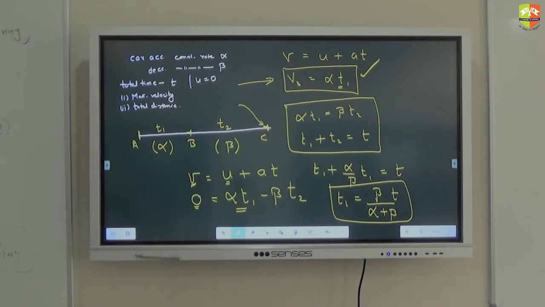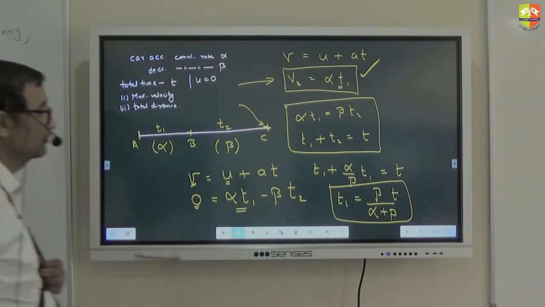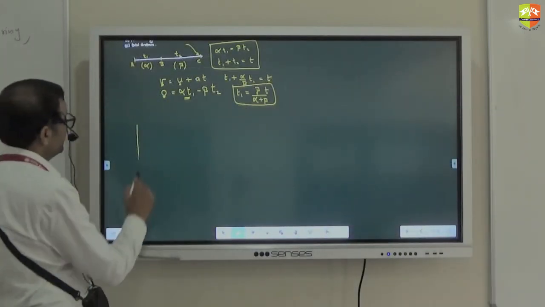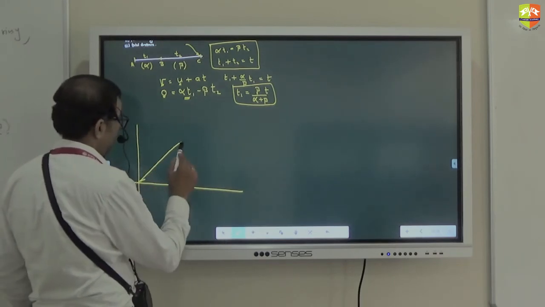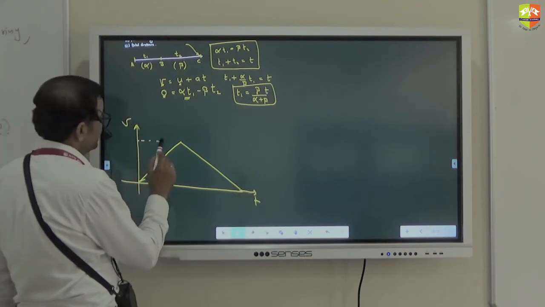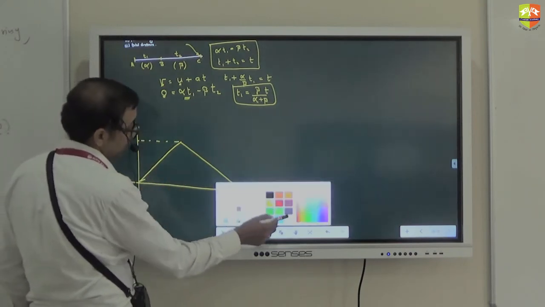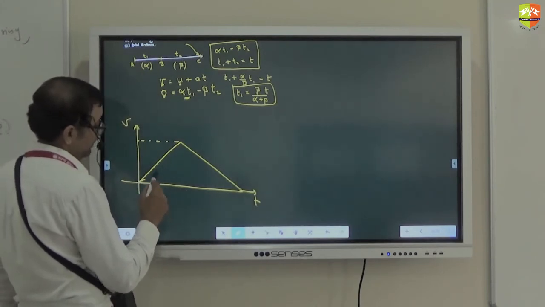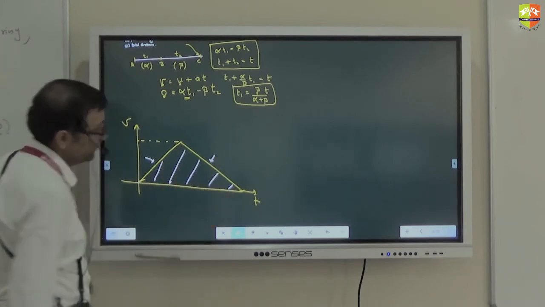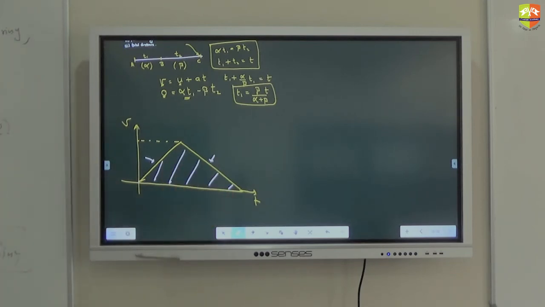Now you can find the displacement also. Once you know T1 and T2, you can find the displacement. Yes or no? Find out the total displacement quickly. You can find total displacement by drawing a velocity-time plot also. This is V and T. V max you have already calculated. The slope of this line you know, the slope of that line you know, so the area of this is your displacement. Like that also you can do it.